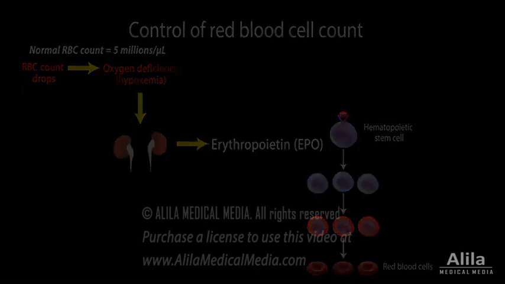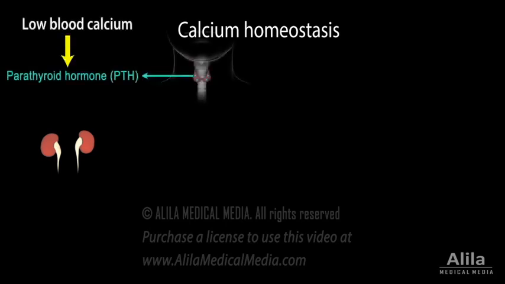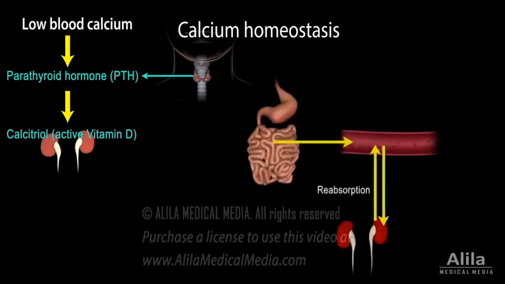The kidneys are also involved in calcium homeostasis. In response to low blood calcium levels, parathyroid hormone, PTH, stimulates the kidneys to produce the hormone calcitriol. Calcitriol promotes absorption of dietary calcium in the small intestine and increases calcium reabsorption by the kidney. PTH itself also causes the kidneys to retain calcium.